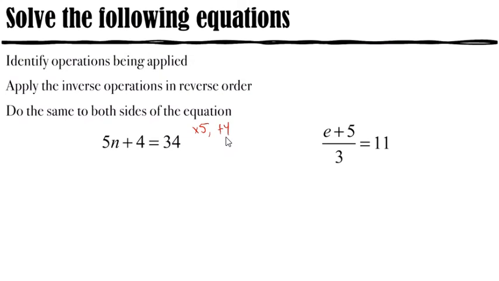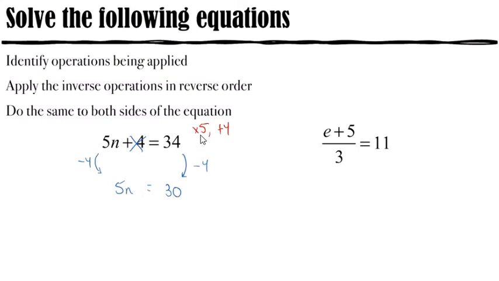So before, if I added 4, now I'm going to take away 4. And then doing the same to the other side, taking away 4. So I've got 34 minus 4 on my right hand side gives me 30. And then on my left hand side, 5n + 4 take away 4. Now again, the whole point is we're cancelling out this plus 4, where you think 4 minus 4 is just equal to 0. So I've just got 5n. So I've got 5n = 30 as an equivalent equation.